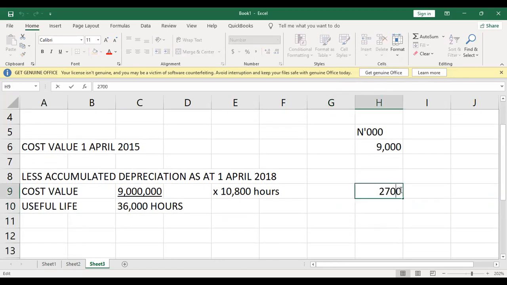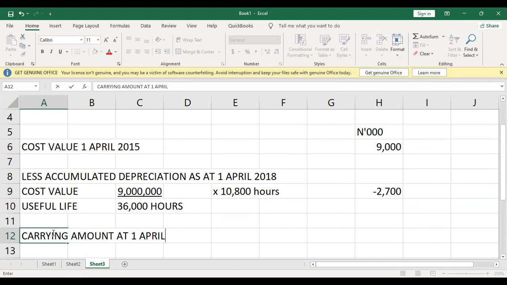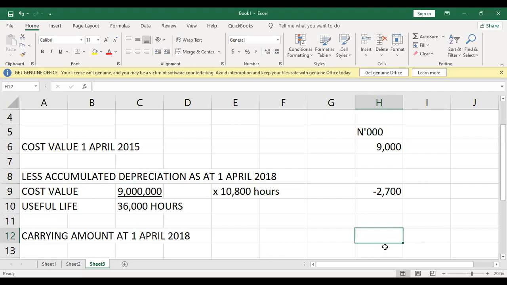Okay, so let's subtract that. What do we have? $6,300,000. So that's the carrying amount at 1st April 2018, 6,300,000. So back to our question.